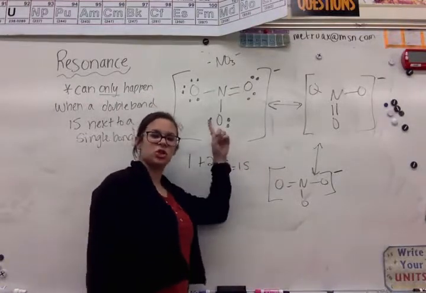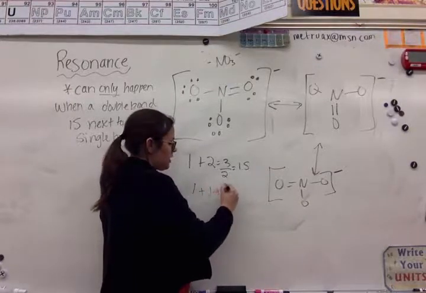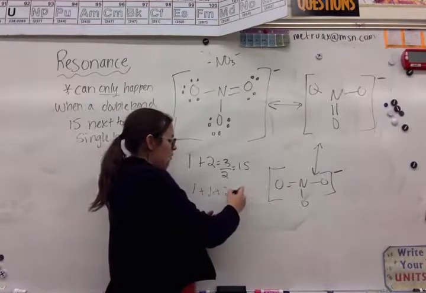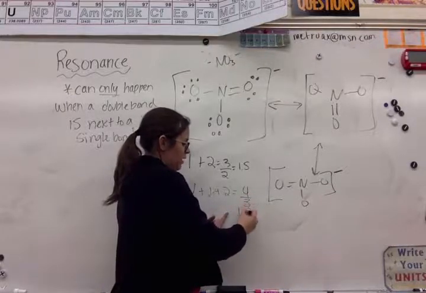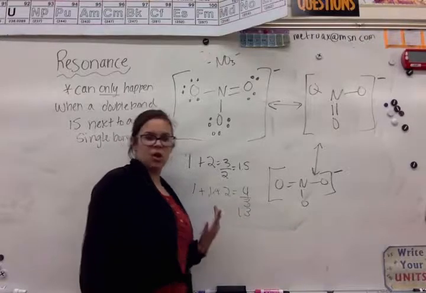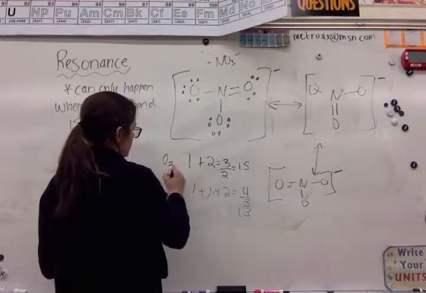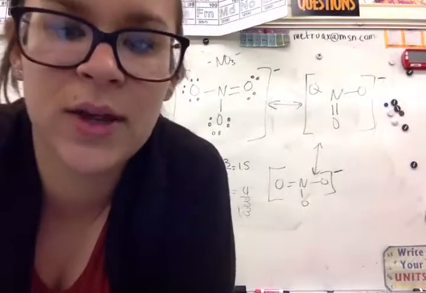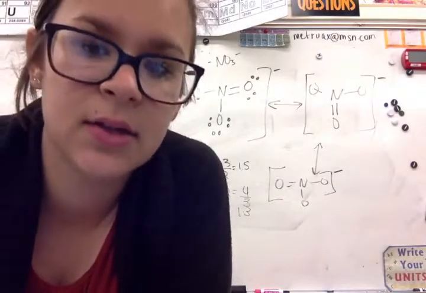Now for this structure, we have a single bond, single bond, and a double bond in each one. So 1 plus 1 plus 2, single, single, double. We add those up, we get 4 divided by 3, we get 1.3. So technically these are kind of 1 1/3 bonds. And in the O3 molecule, they are 1.5 bonds. So this would be for like O3. This is for NO3 minus. So as you can see, this resonance allows us to have kind of weird half bonds that are halfway or partially between single and double bonds.